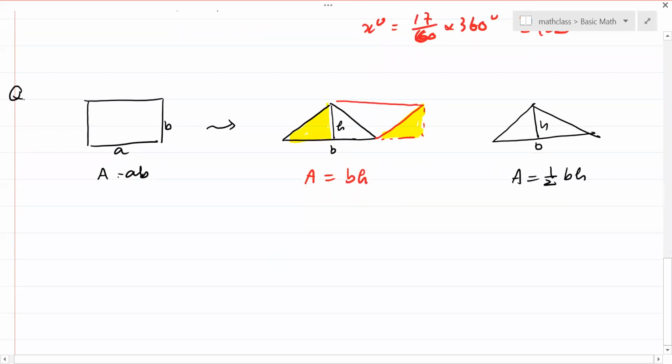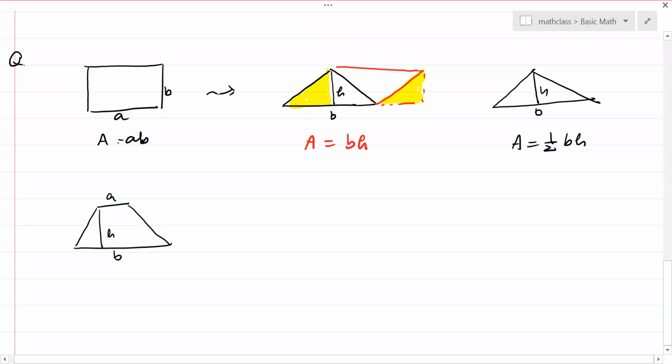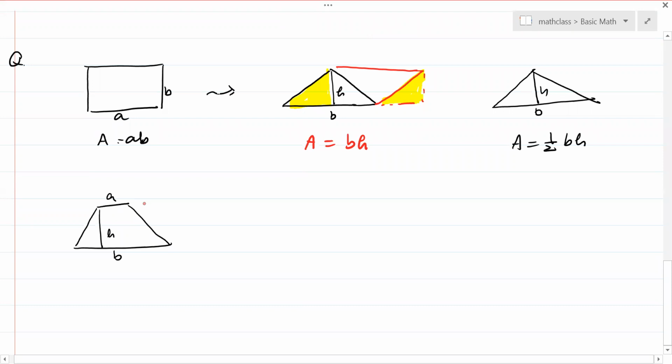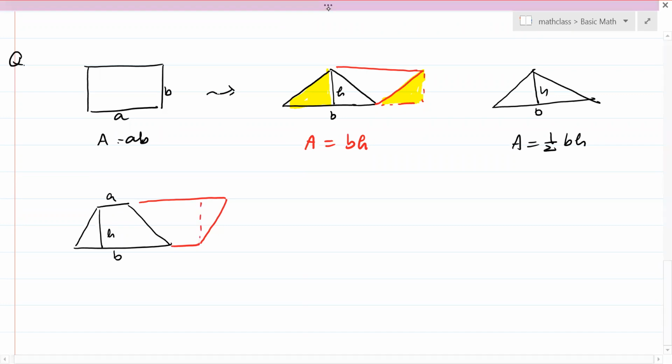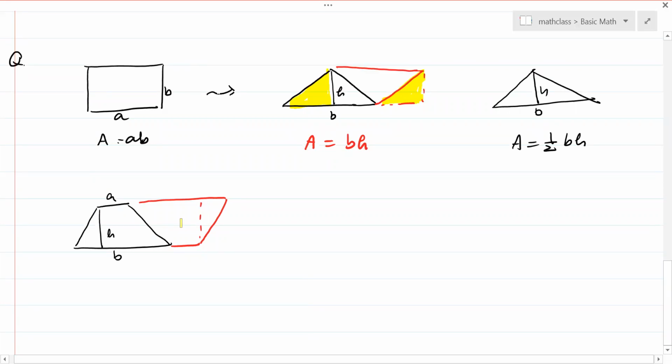Now for the trapezoid, this is A, this is B, this is H, right? You would do the same thing. You duplicate the trapezoid and clone it. Then you cut this piece, and then you move this piece. Sorry, put it here.